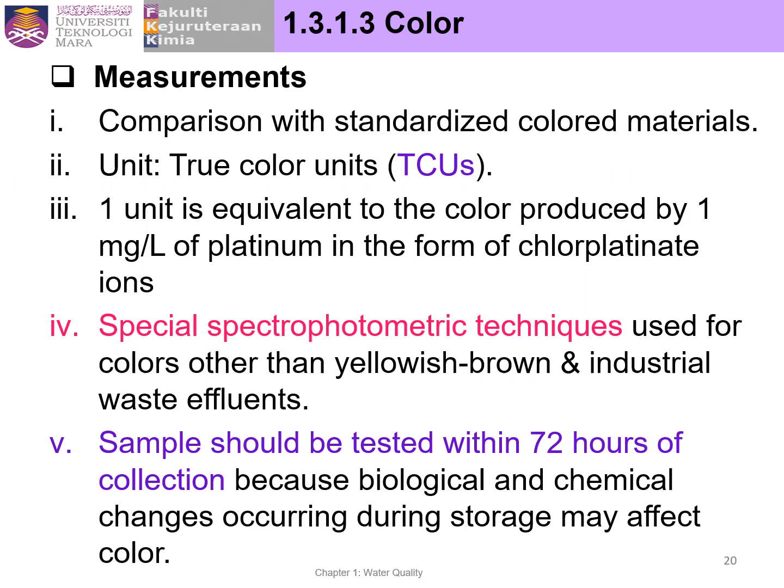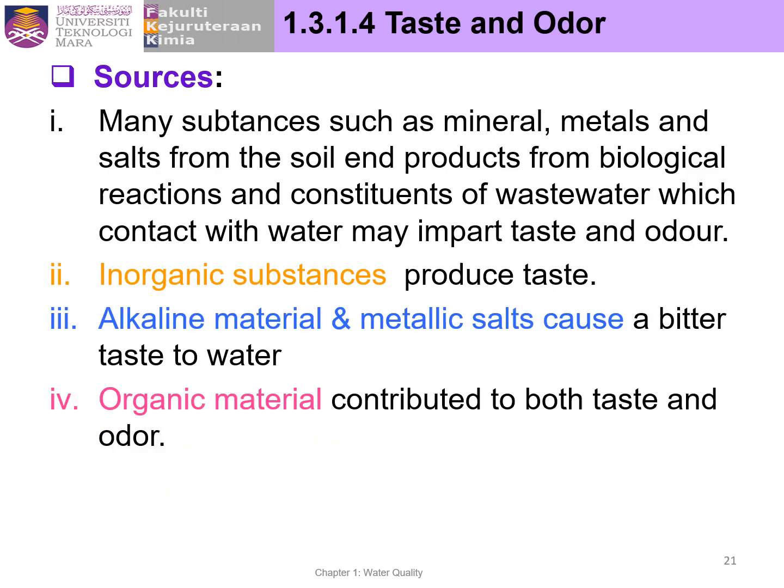So how to measure this color? Usually we use special spectrophotometric techniques where the unit is TCU. But for color, it is a very special case. Once you collect the sample, it should be tested within 72 hours of collection, because after 72 hours we expect there is a biological and also chemical impact during storage. So the result after 72 hours will not be accurate. So you have to test the sample within 72 hours to get an accurate result.